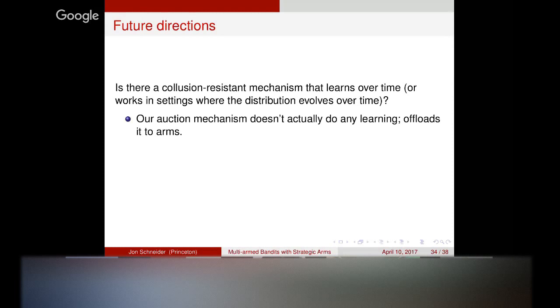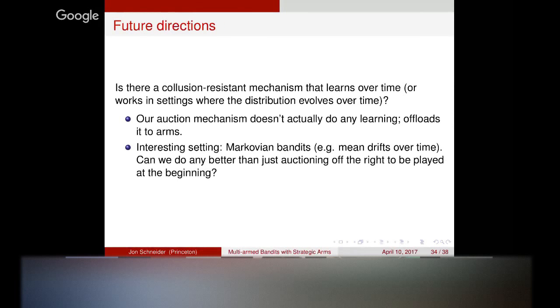So yeah, our auction mechanism doesn't actually do any learning. It offloads all the learning to the arms. And there are some interesting settings where maybe you can think about whether it's possible to do something interesting.